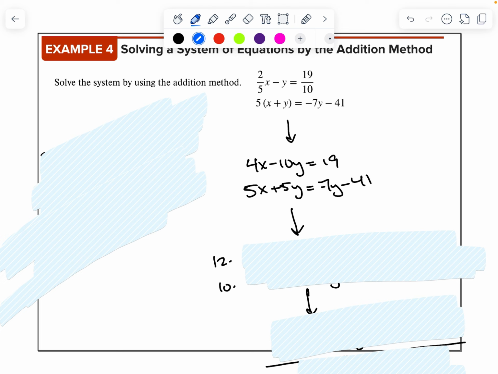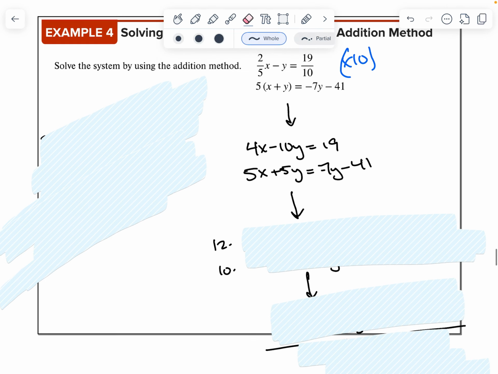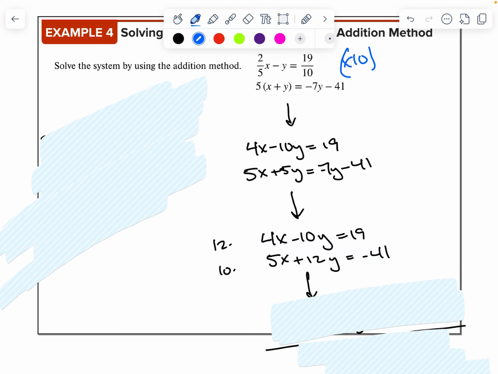So to do that, I multiplied the top equation by 10, right? And then I distributed on the bottom equation. Our y's are still out of whack, right? There's y's on the left, y's on the right, all over the place. So now, if I move the y's over, this is what it looks like.